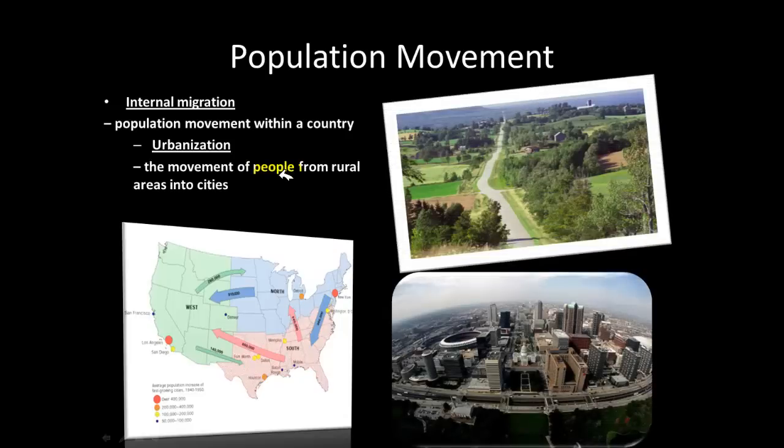Urbanization is a big one. Urbanization is reflected in these two graphics. It is the movement of people from rural areas into the city. So this first picture represents a rural area, and the second one represents cities. So urbanization is the movement of people from rural areas into cities.